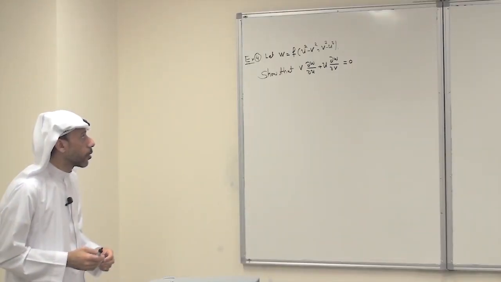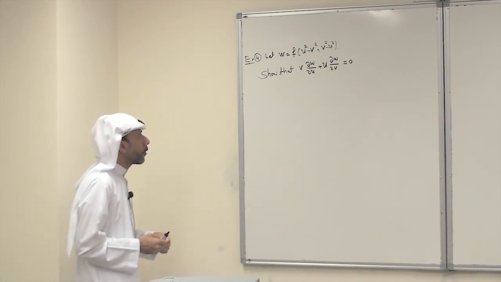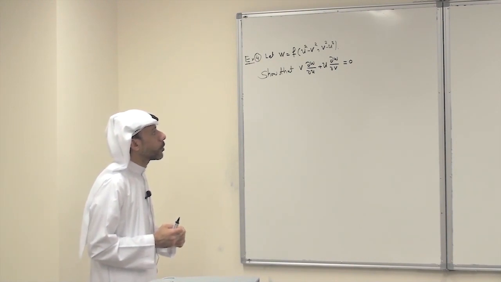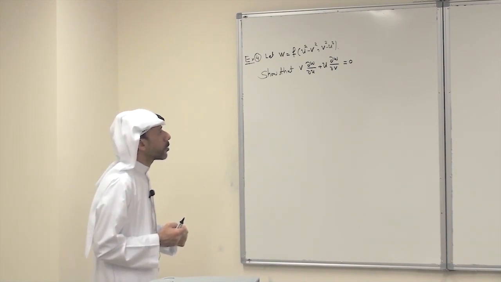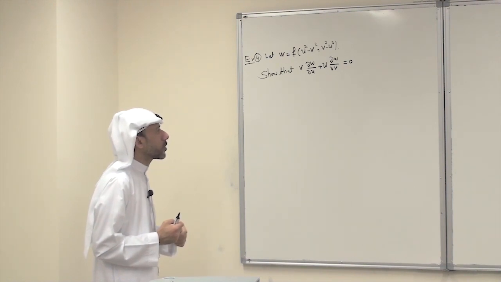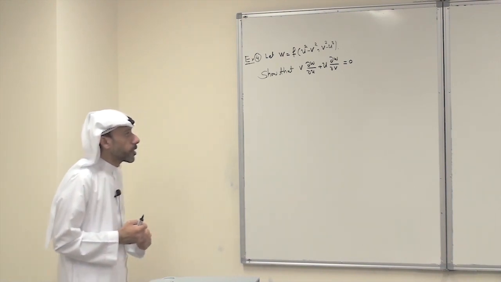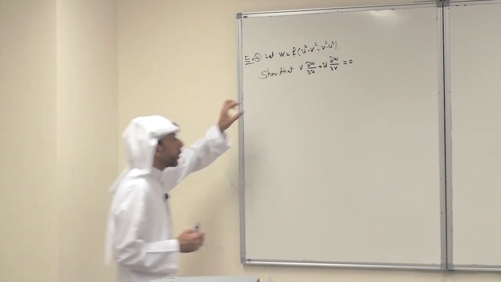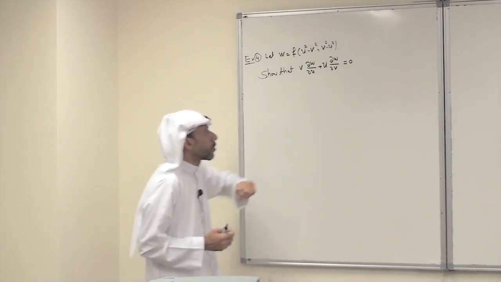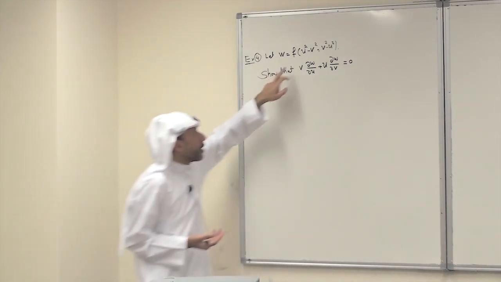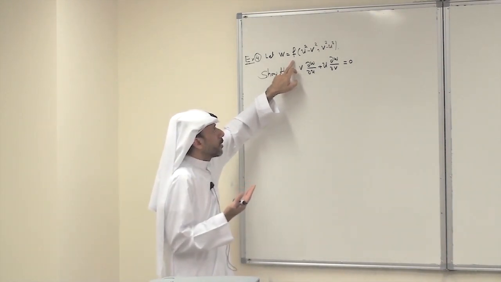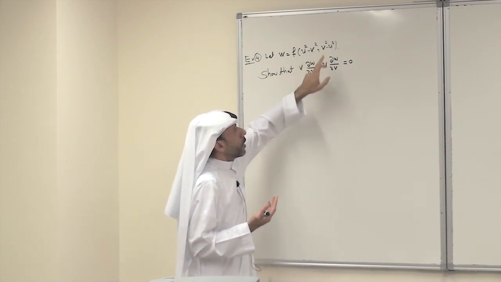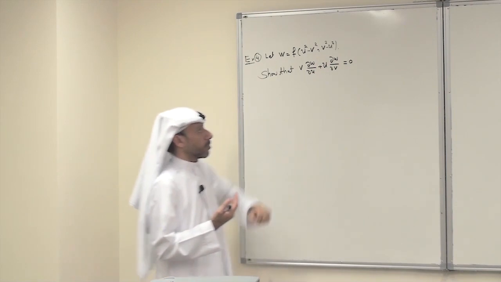Okay. We consider the following problem. Let w equal f of (u squared minus v squared, v squared minus u squared). Show that v times the partial derivative of w with respect to u plus u times the partial of w with respect to v equals 0. So how do we show that this expression equals 0? Here, f is really not known, but it is given that it is a function of two variables. The first variable is u squared minus v squared, the second variable is v squared minus u squared.